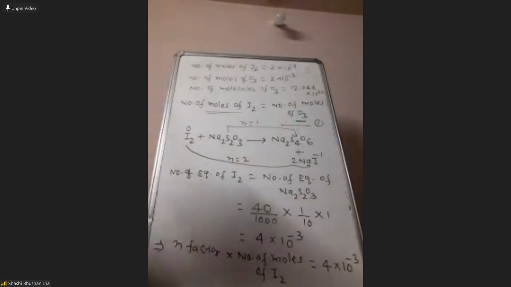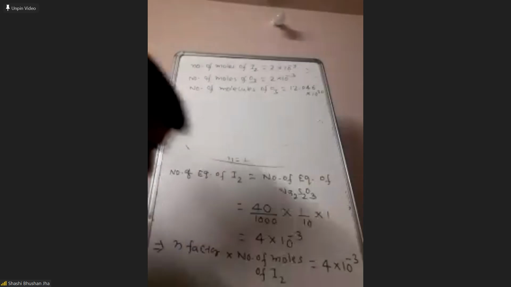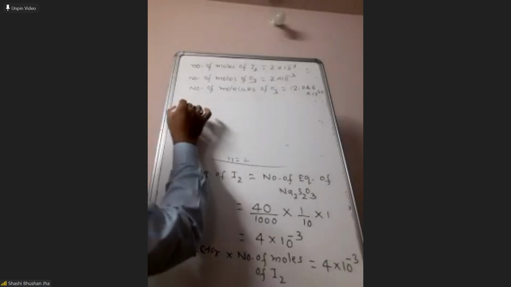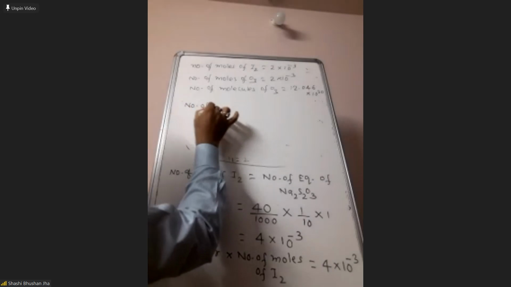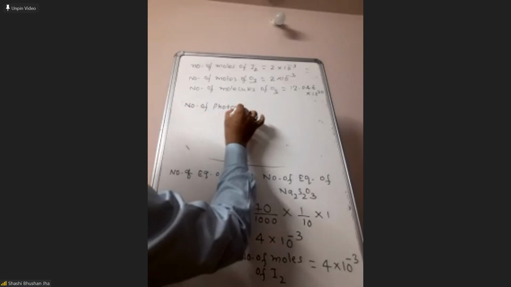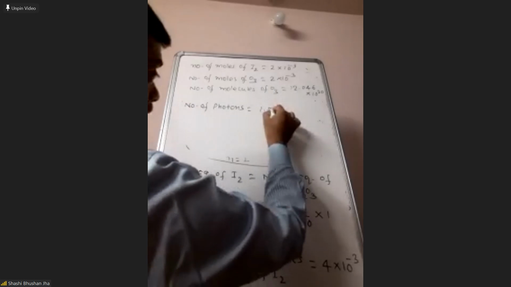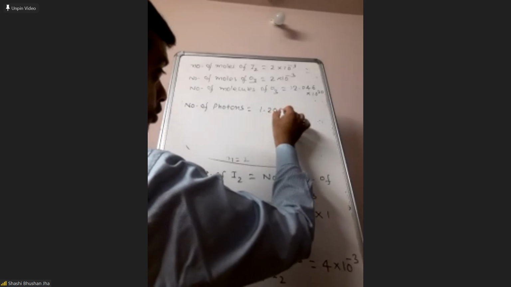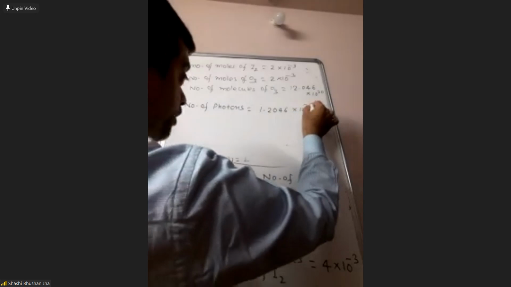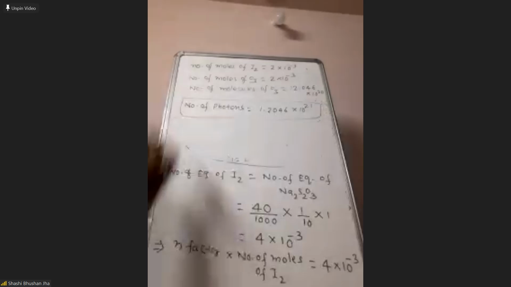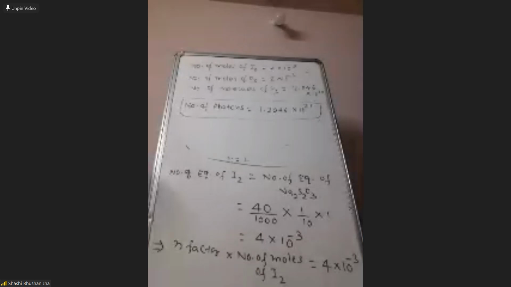This is the number of molecules of ozone. For each molecule, one photon is needed. So the number of photons will be equal to the number of molecules of ozone. So the number of photons required will be the same. You can write it as 1.2046 into 10 to the power 21. So this is the second part. Now you have to calculate the mass percentage of ozone.